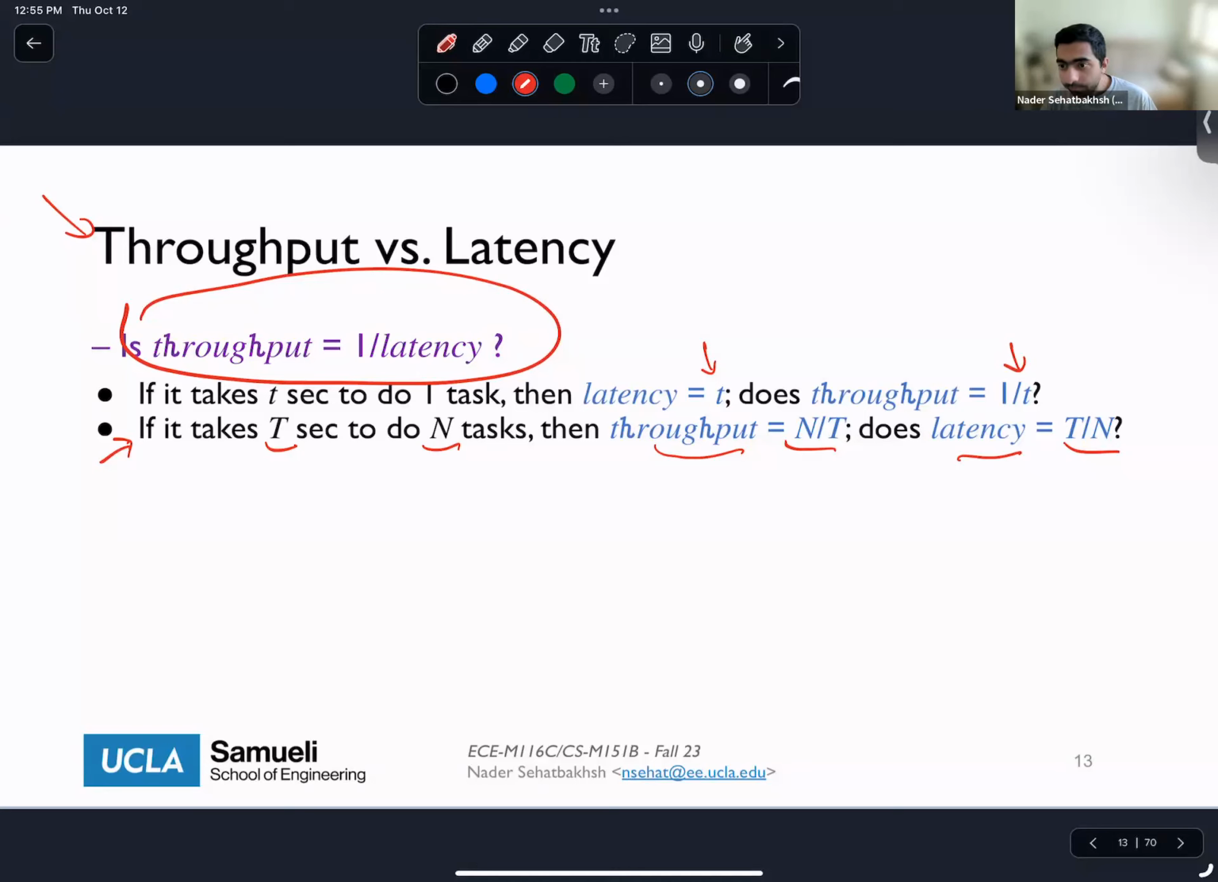Let me create a poll. Yes, no. All right. I put it in the chat. Do you think it's the same thing or not?